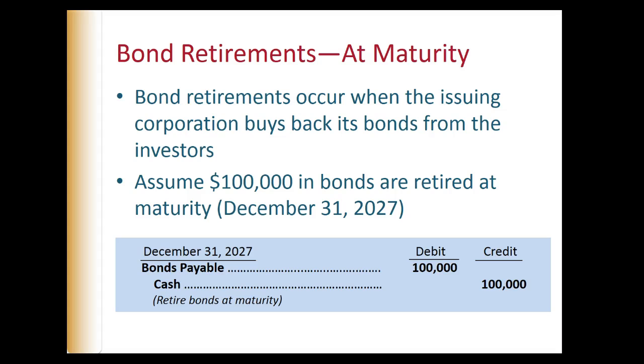Regardless of whether bonds are issued at face amount, discount, or a premium, their carrying value at maturity will equal their face amount. So California Coasters records the retirement of its bonds at maturity as shown here. A debit to bonds payable to zero out that account, and a credit to cash.